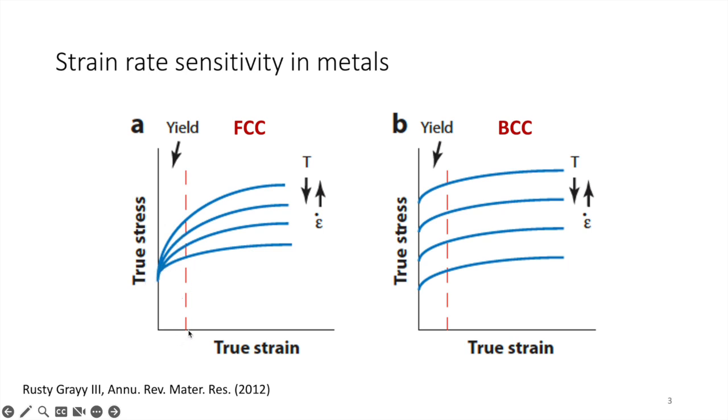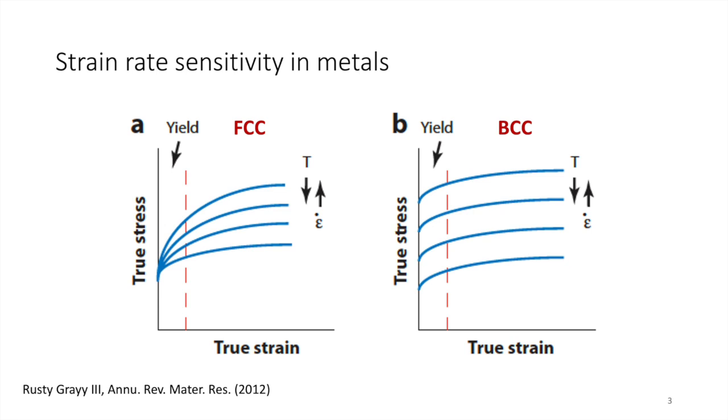At a given strain level or plastic strain level, you will see that higher strain rate will lead to higher flow stress. For BCC metals, it's a bit different. As the strain rate increases, the yield strength increases, but the strain hardening behavior does not change. But regardless, you'll still have a similar observation that a higher strain rate will lead to a higher strength.